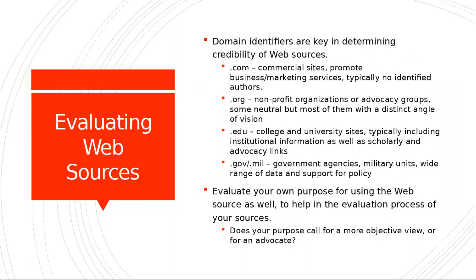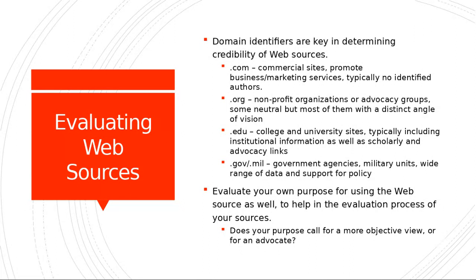When you're looking at evaluating web sources, one thing that also helps is domain identifiers. They're key in determining credibility of web sources. So, for instance, .com sites. Okay? Those are commercial sites. They promote businesses or marketing. Keep in mind that most major newspapers are also .coms, and most major newspapers are going to be credible.